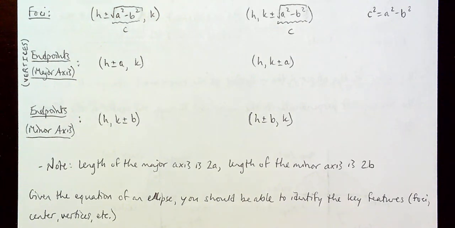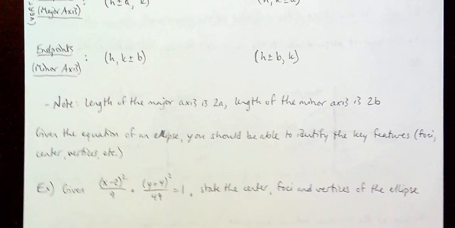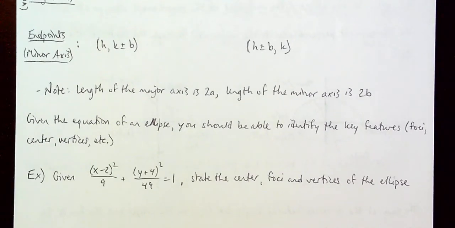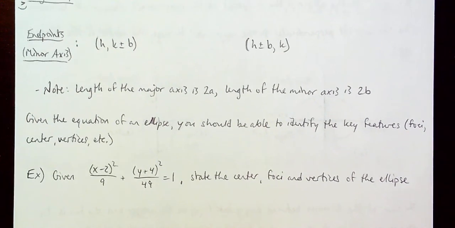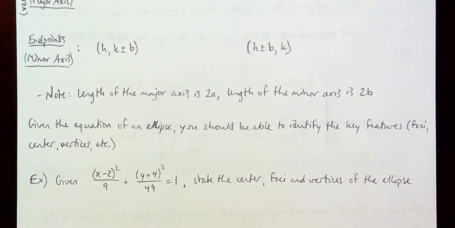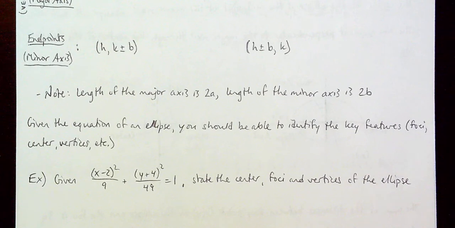Now we get into the actual types of problems that I want you to be able to solve. The first thing you should be able to do, if you're given the equation of an ellipse, is identify the key features of the ellipse. That is to say, you should be able to identify the foci, the center, the vertices, all those kinds of things.